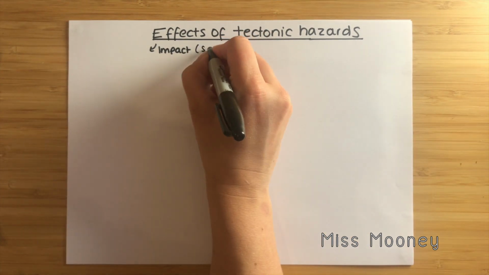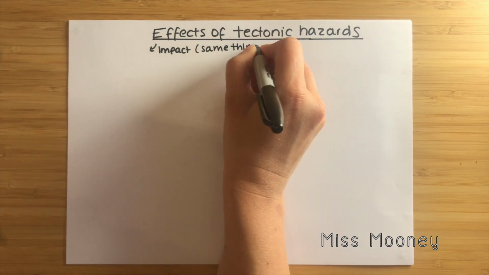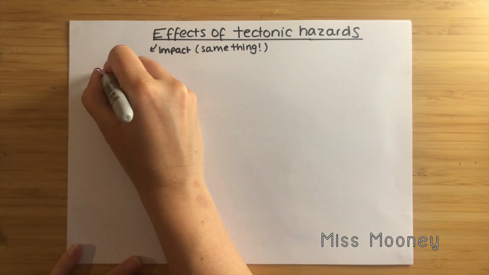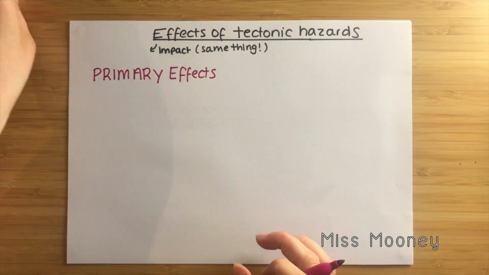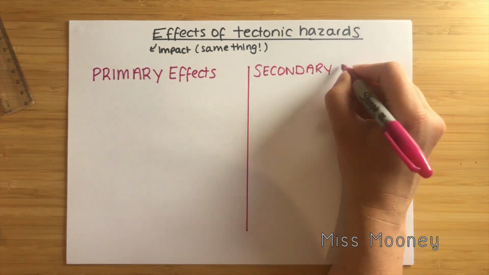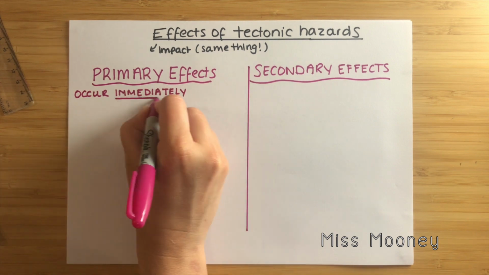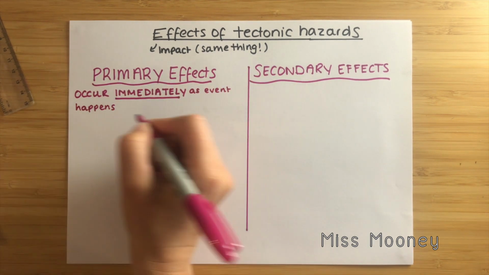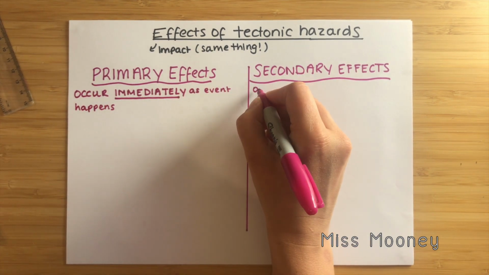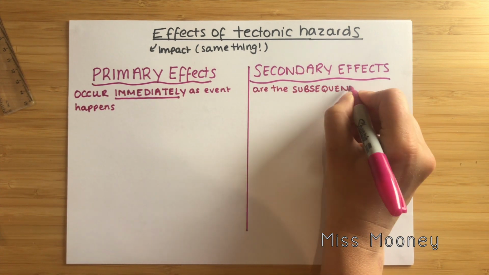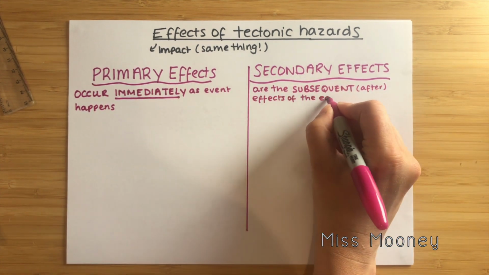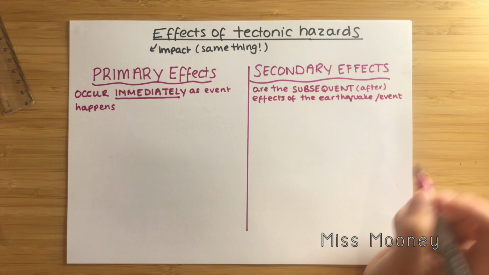And effects for any type of hazard, these include earthquakes, volcanoes, atmospheric hazards like hurricanes. These are all split into primary effects and secondary effects. Primary effects occur immediately as the event happens, and secondary effects are the subsequent or after effects of the earthquake or the event. So remember, this is not just applicable to earthquakes, this is for any type of hazard that you might study.